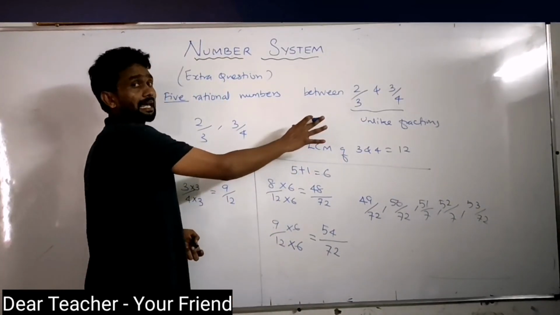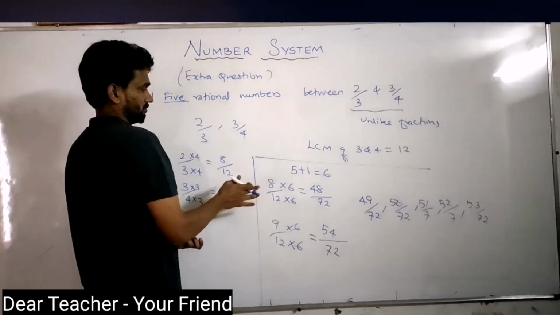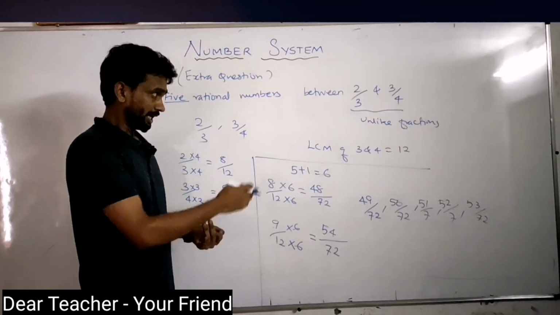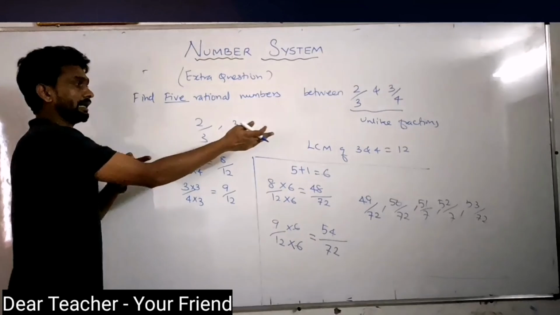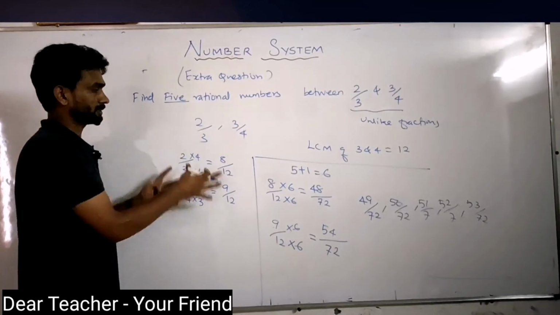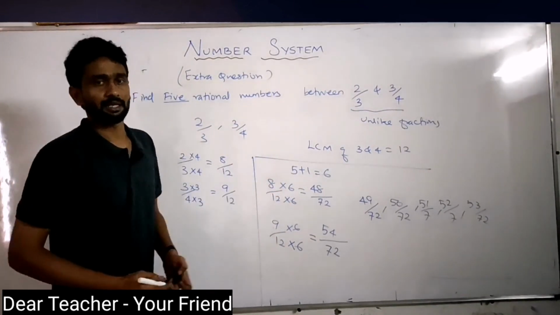Okay. If it is a like fraction, we can directly do 5 plus 1 and multiply. If it is an unlike fraction, you have to find the LCM and follow this procedure and solve it. You will get the answer.